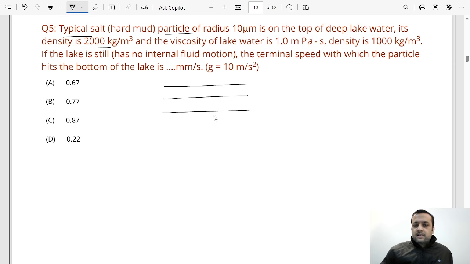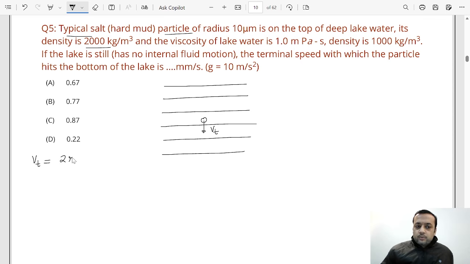If you release a spherical object inside any fluid, then we know that it attains a terminal velocity, right? And what is the expression for terminal velocity? It's a standard expression: 2 into radius square into the density of the ball, let me write this as rho b, minus the density of the medium, into gravity, upon 9 eta. So this is the expression to find the terminal velocity.